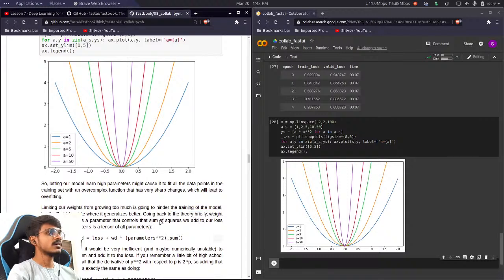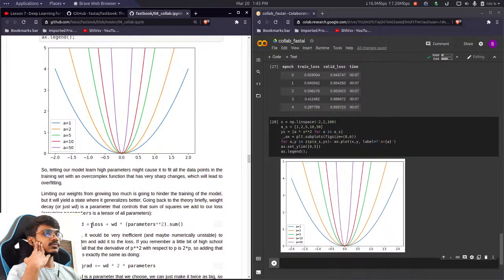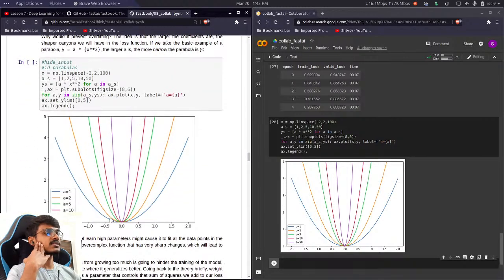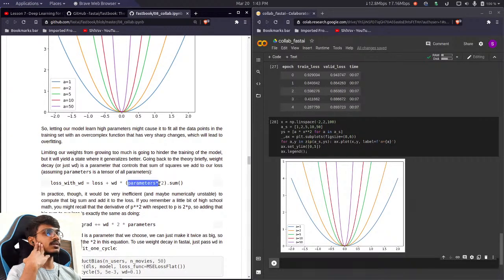Going back to the theory briefly, weight decay, or just WD, is a parameter that controls the sum of squares we add to our loss. Assuming parameters is the tensor of all parameters, not only do we have a loss, but additionally we add this term, which is basically the sum of all the parameter weights squared, and we multiply it by a weight decay parameter, and we add it to the loss.